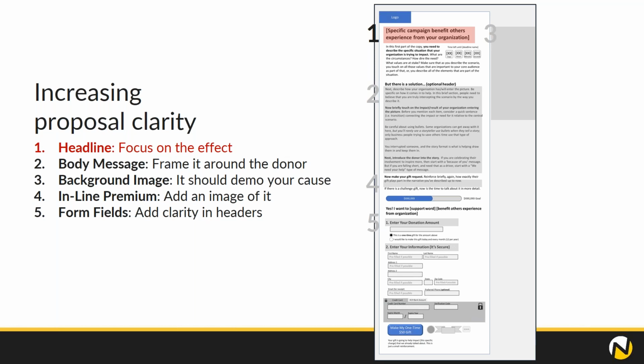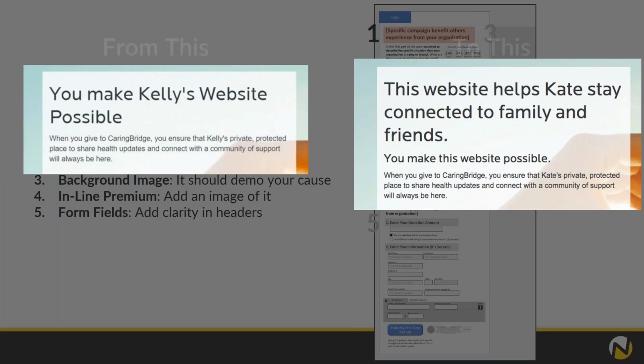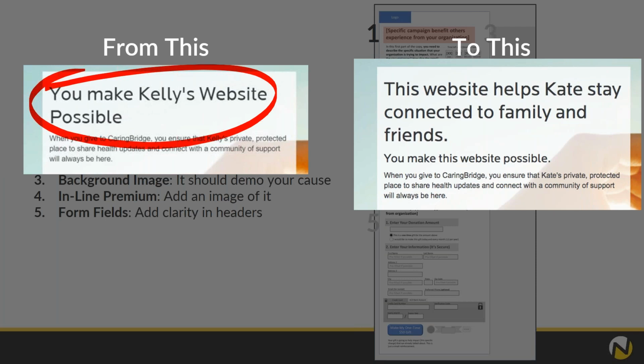What do I mean by that? The effect meaning the thing that happens, the thing that the donor enables, the magic, right, that occurs, not the fact that they're donating. Donate Today is focusing on the source. Here's an example. This is Caring Bridge, right? They have websites. You make Kelly's website possible. Okay, yep, that's the source. You make it happen. Your donation makes it happen. Whereas this one is this website helps Kate stay connected to family and friends. Oh, and you make that possible.